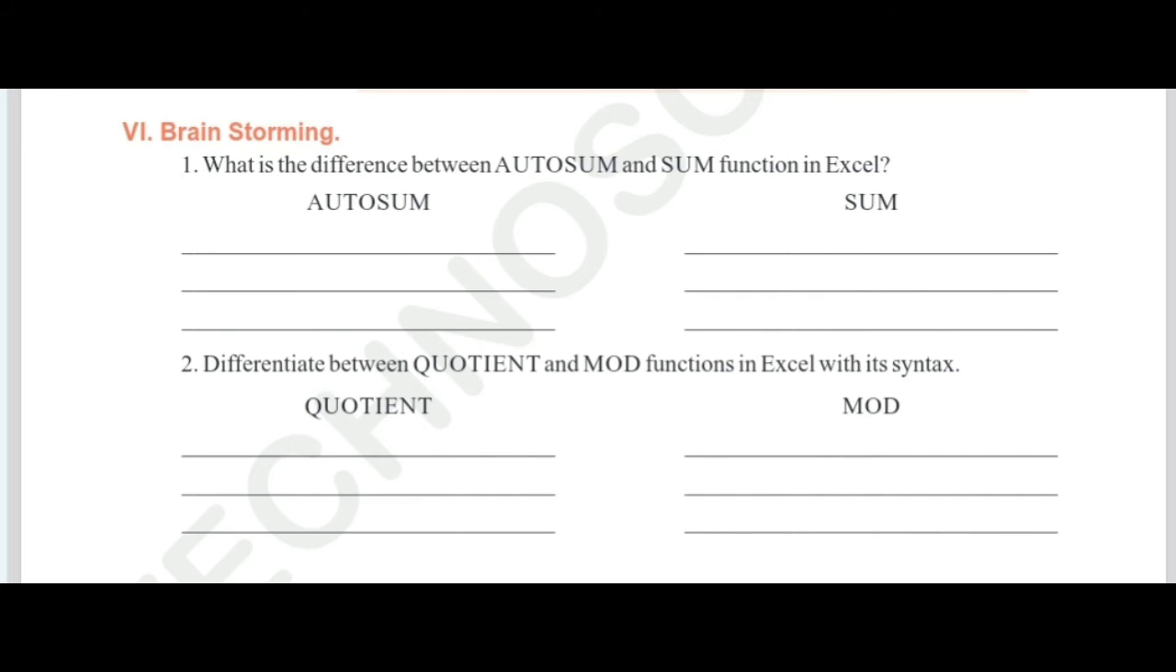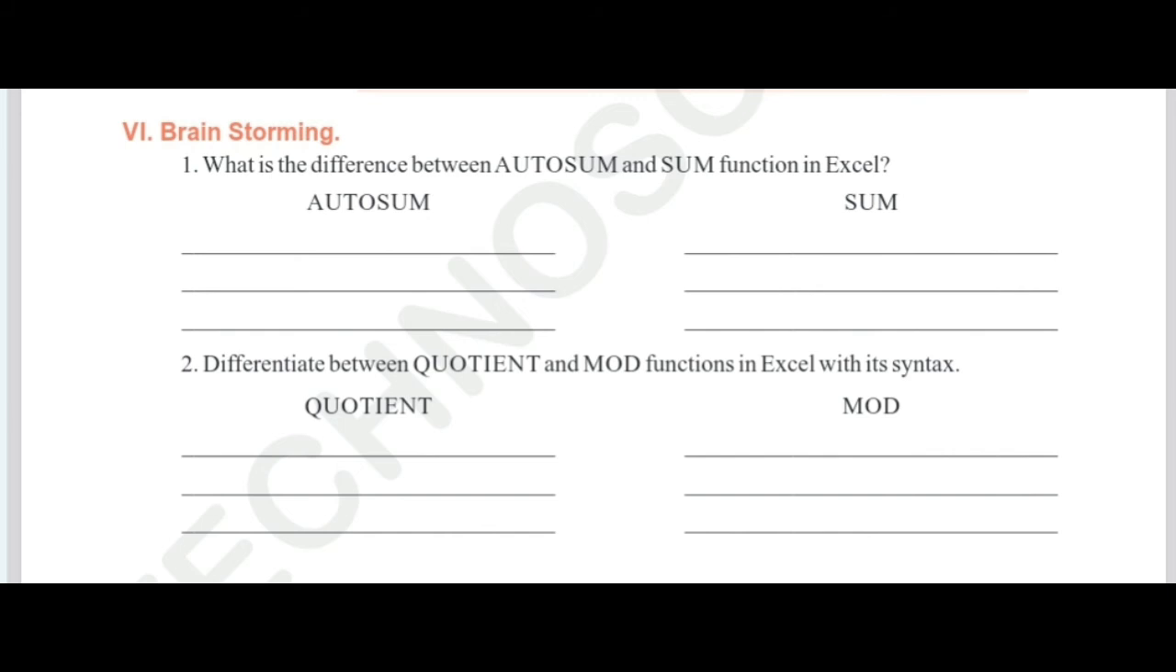First question: What is the difference between AutoSum and the SUM function in MS Excel? Okay, so what is AutoSum? When you click the AutoSum icon, it will return the sum of the selected range of values. For the SUM function, we have to give the cell addresses. So this is the difference between the two functions. AutoSum is a predefined function.